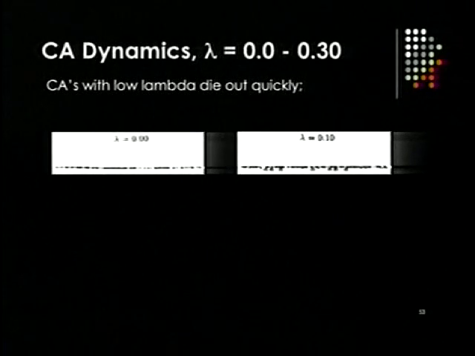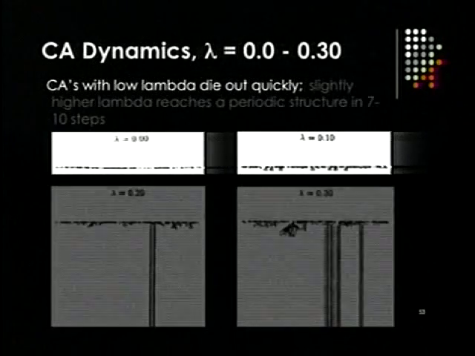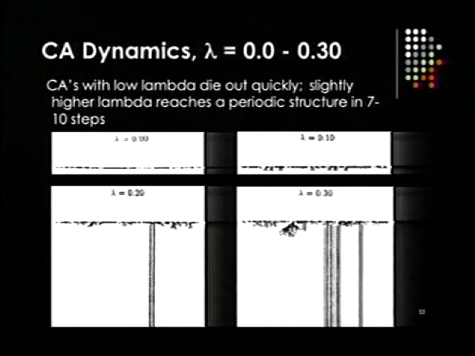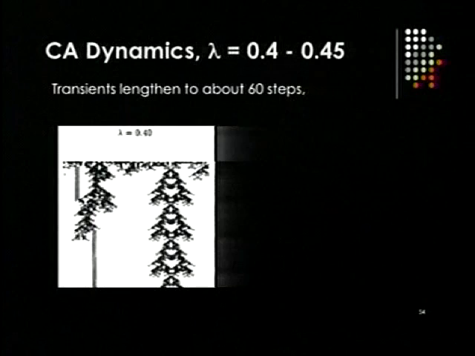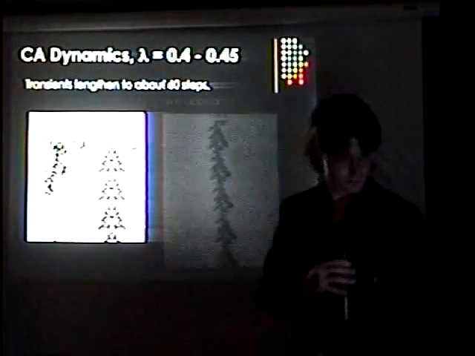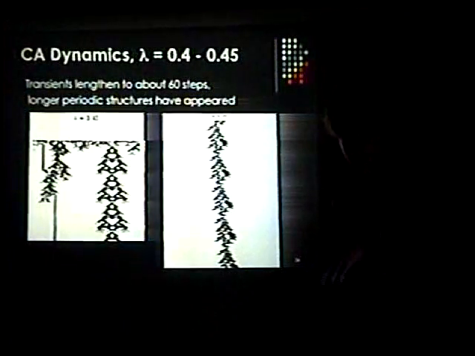Basically, sometimes a low lambda dies out very quickly. With a little bit higher, they reach some periodic structure, and they reach it pretty quickly. With a little bit higher, some more complicated behavior emerges. For example, we get some longer transients, and longer periodic structures appear.